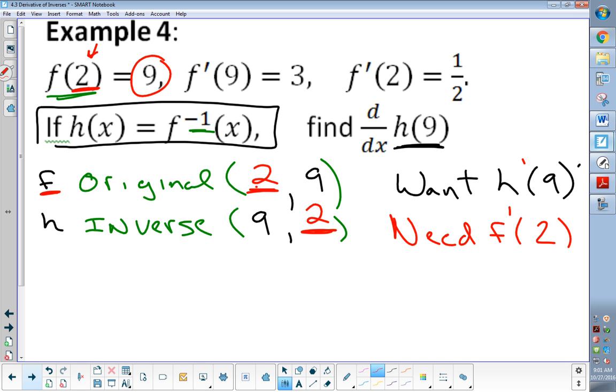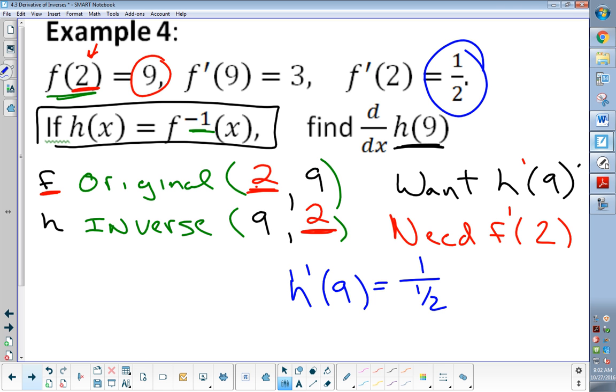Okay? So my job here is to find h prime at 9. So it's really going to be 1 over the reciprocal of whatever f prime is at 2. What is f prime at 2? 1/2. So it's 1 over 1/2. Because of this right here, it's the reciprocal of f prime at 2. So what's my answer really going to be? 2. Because it's 1 over 1/2. It's the reciprocal of the reciprocal. It's 2.